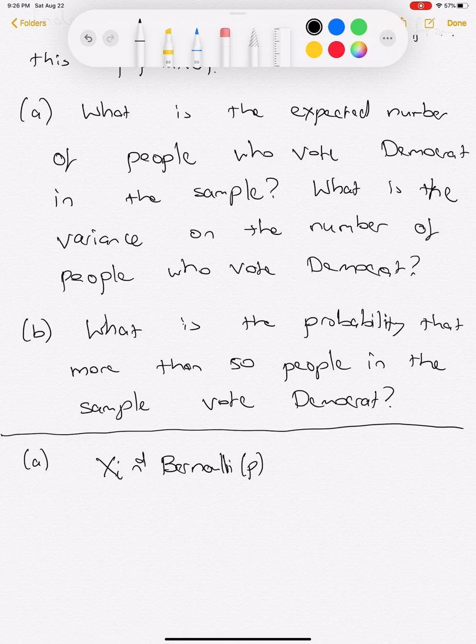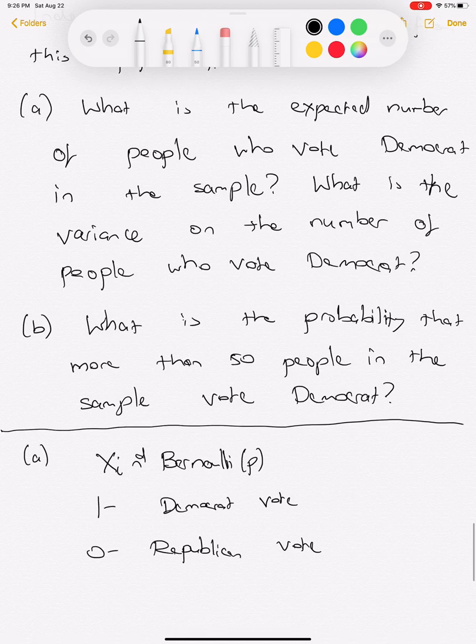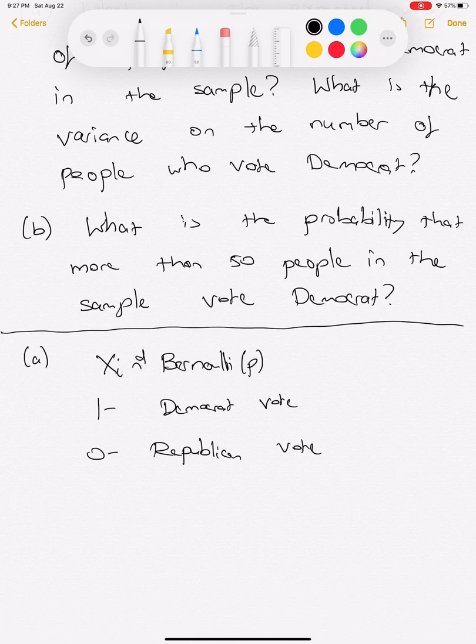The Bernoulli distribution models binary data the best, so we're going to use the Bernoulli distribution here. 1 indicates a Democrat vote, and 0 indicates a Republican vote. Okay, and so what's p going to be? Since 55% of people in the population vote Democrat, we can say that p here is 0.55.